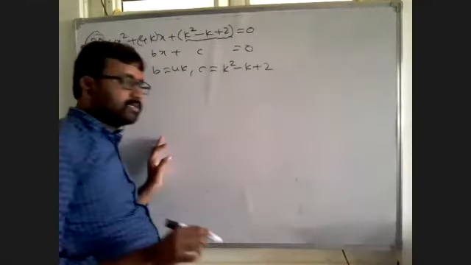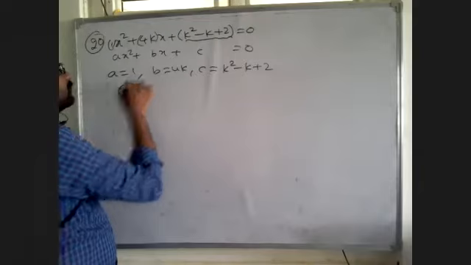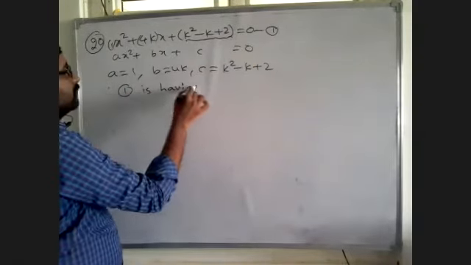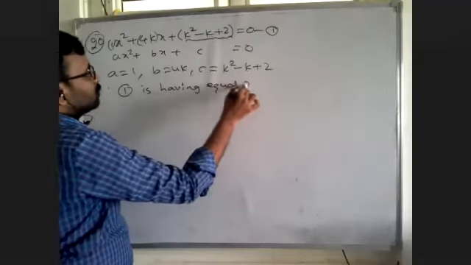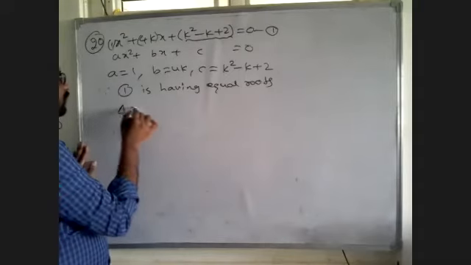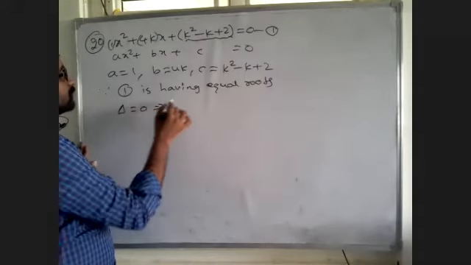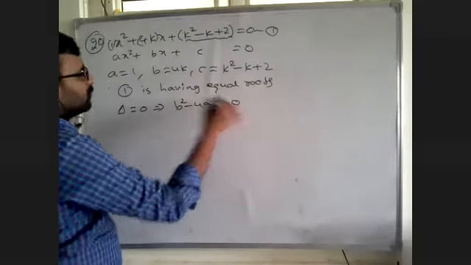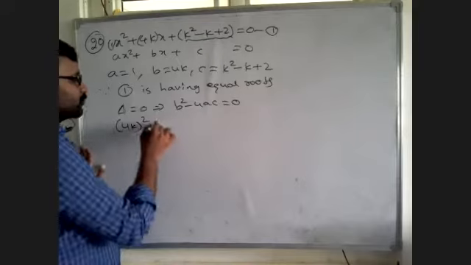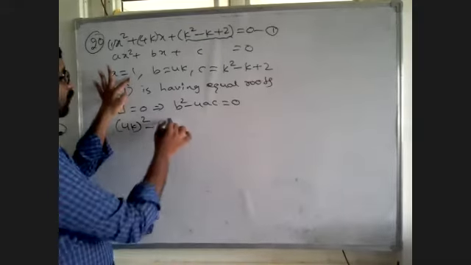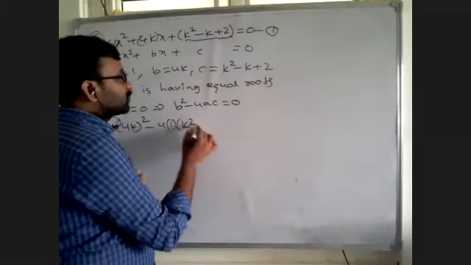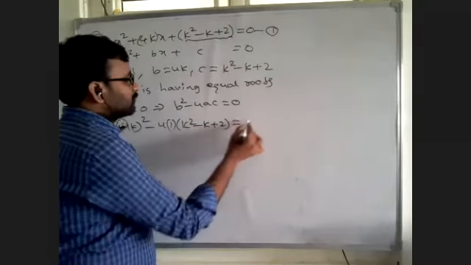This is the c value. Since this equation 1 is having equal roots, delta is equal to 0. That implies b square minus 4ac is equal to 0. What is b? 4k whole square, minus 4 into, what is a? 1. What is c? k square minus k plus 2, is equal to 0.